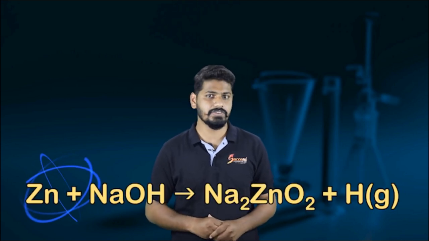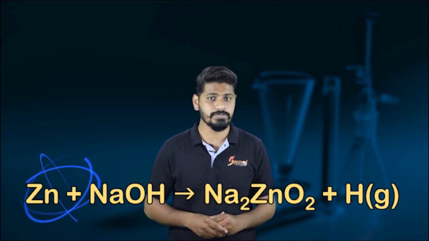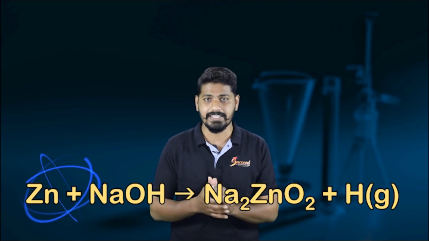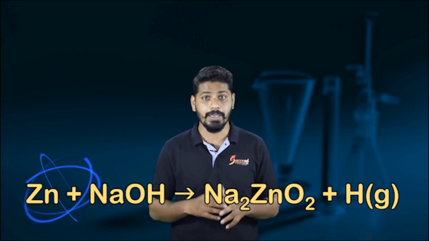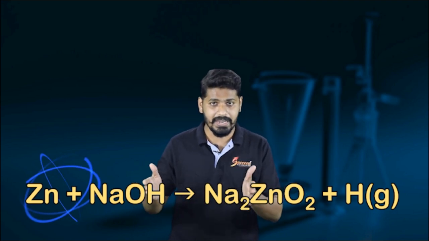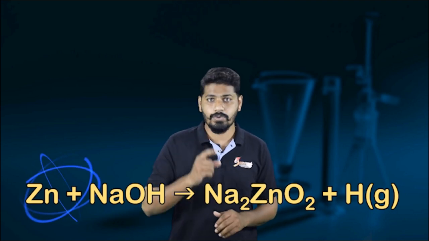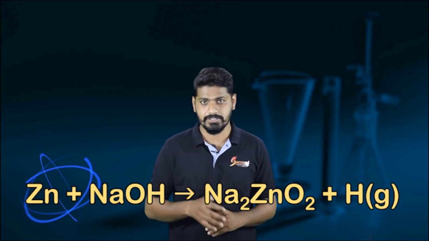Now in the same way, whenever the base is reacted with a metal, it forms a respective salt along with the liberation of hydrogen gas. Let me give an example. When zinc is reacted with sodium hydroxide, it forms sodium zincate along with the liberation of hydrogen gas. In both the cases, I mean when acid is reacted with a metal as well as when base is reacted with a metal, the common product we get is hydrogen gas, right?